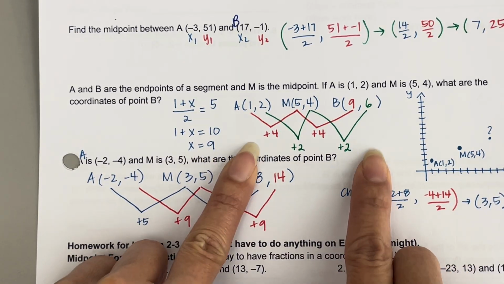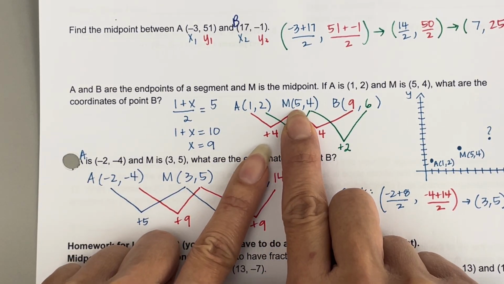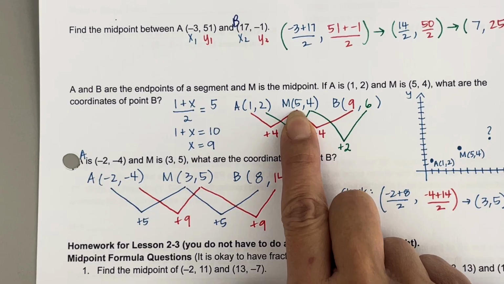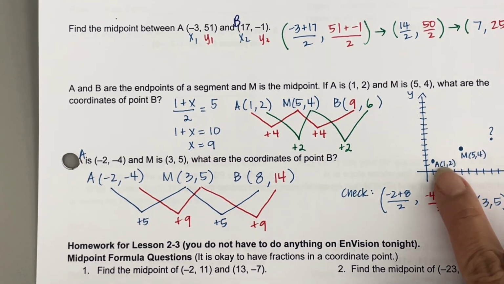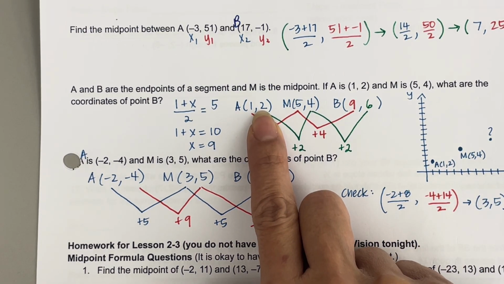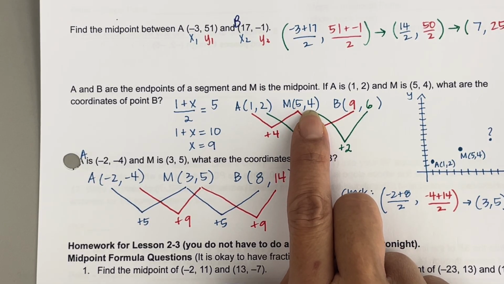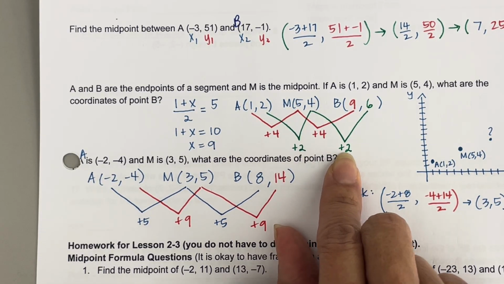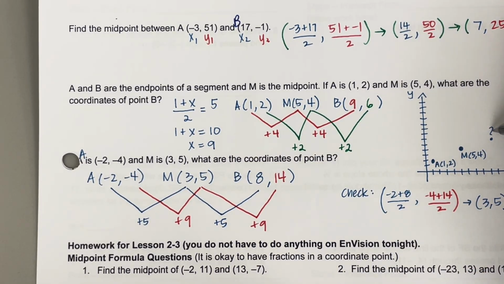But here's a little bit more of a visual way to do this. If 1 is 4 away from 5, and I'm halfway there, that means I need to add 4 more to get 9. So if I'm going to go from 1 to 5, then I'm going to go from 5 to 9 to get to the end point. Same thing with the y values. 2, if I add 2 more to that, it'll bring me to the midpoint of 4. So if I want to get to the end point, I want to add 2 more, and it'll bring me to the end point of 6. So this point right here, which is a question mark, is actually (9, 6).